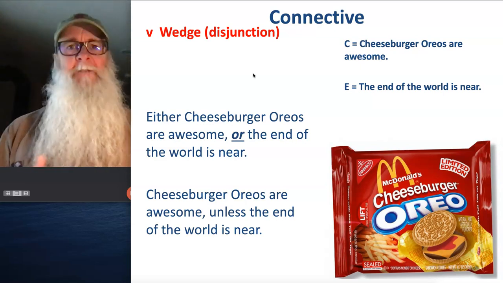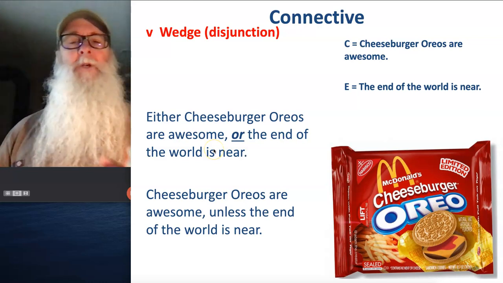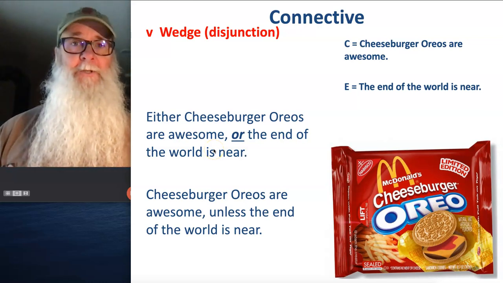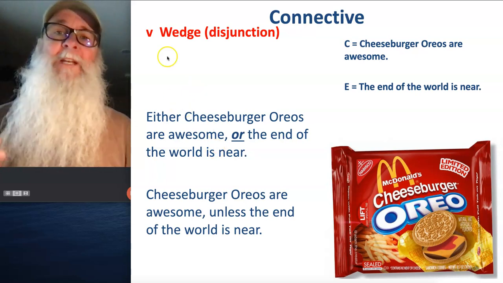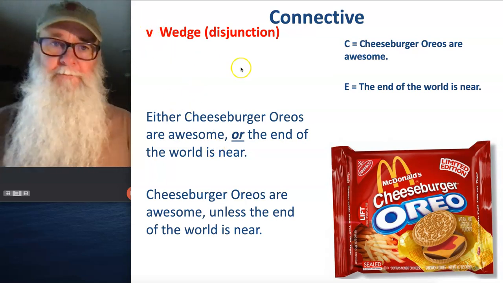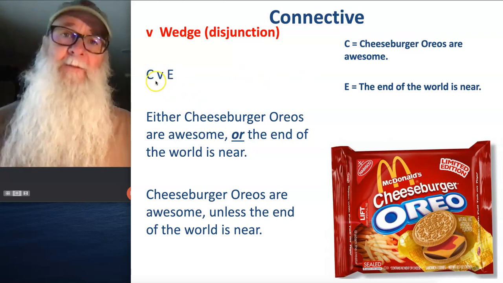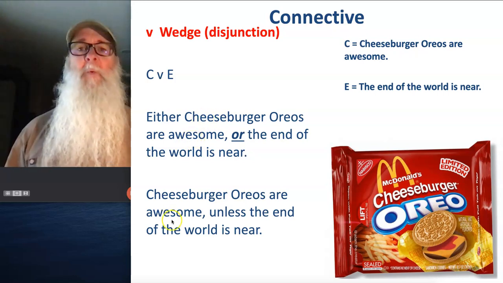In a disjunctive statement like these, we're being told that one of two things is true, or at least one of two things is true, not necessarily both. And we can use this wedge to symbolically represent these statements as C wedge E. And whenever we say C wedge E, we're saying one of these statements.